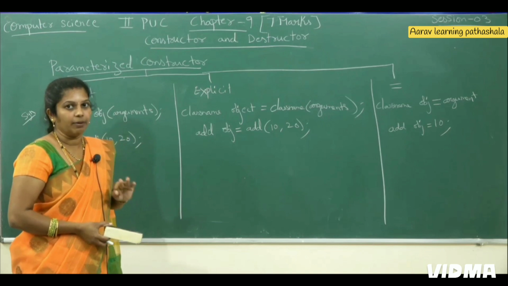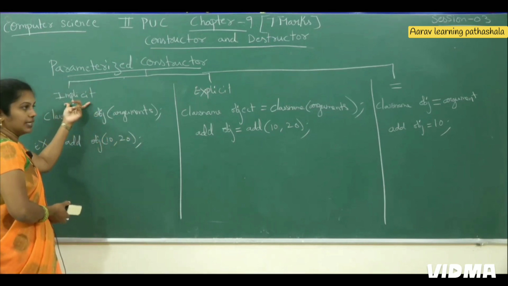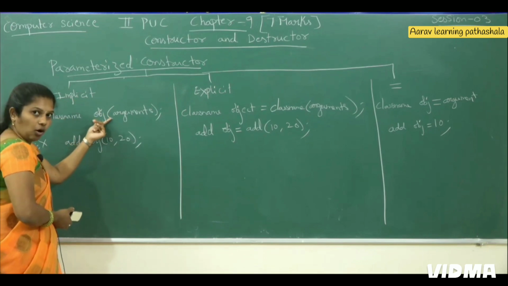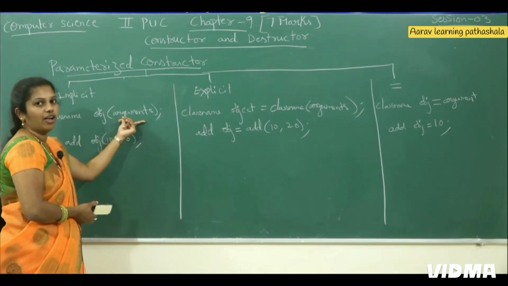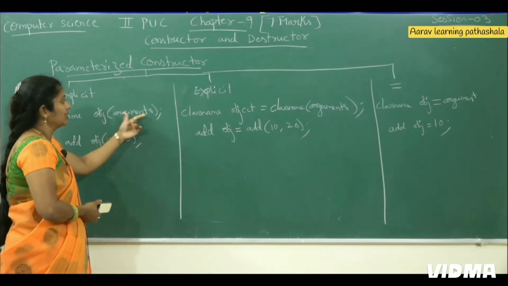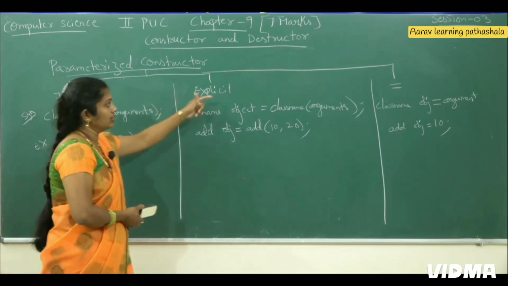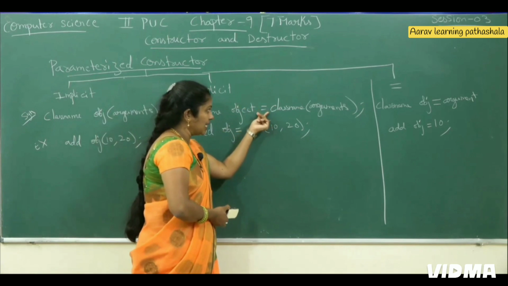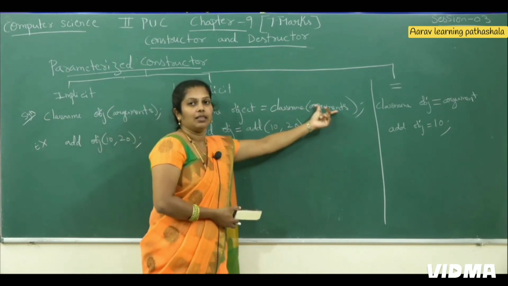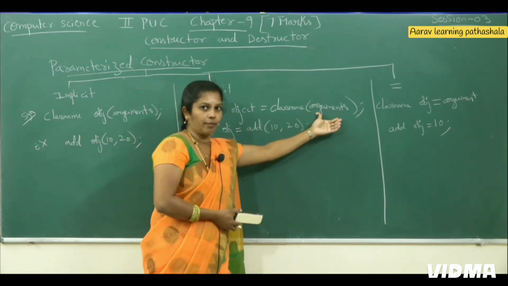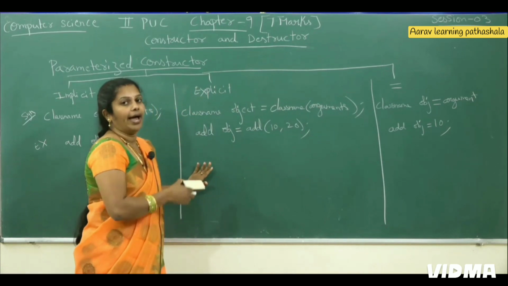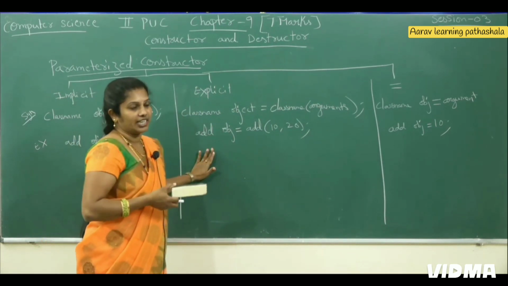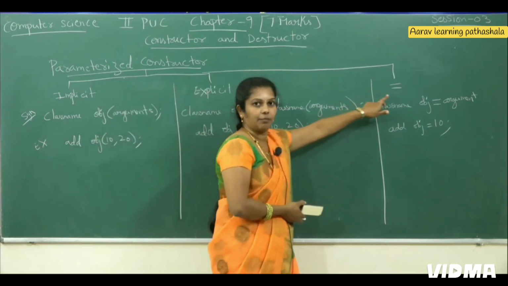In three methods it can be invoked. One is by using implicit call. In implicit call, class name, then object name, followed by arguments. Inside a parenthesis we have to write the arguments. Whereas in explicit call, class name, object name, then assignment operator, once again class name, then arguments. This is explicit call. And one more is initialization, or declaration at the time of initialization by using assignment operator.